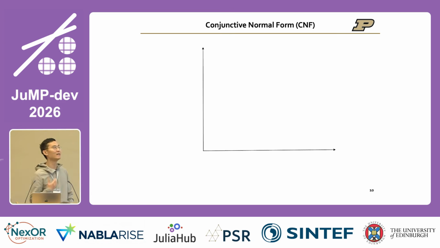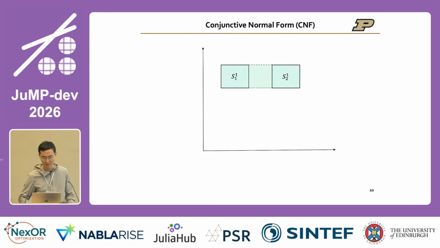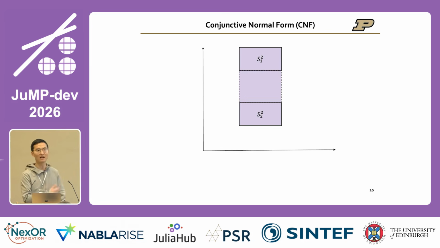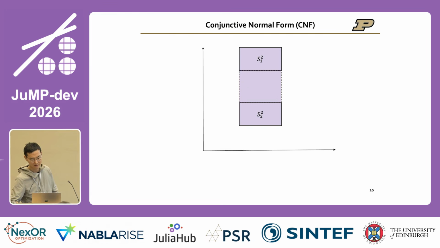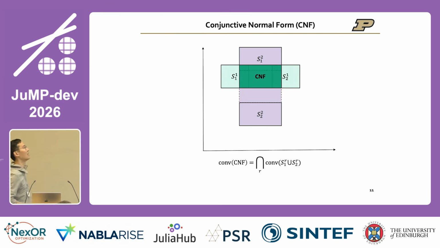So there are different ways you can come up with a relaxation. One thing is called a conjunctive normal form. The idea is that let's first get a convex hull of S11 and S12. Then you get a convex hull of S21 and S22. Right, now you intersect these two convex hulls, and then you get a so-called conjunctive normal form. It's an intersection of the convex hulls. As you can see, the conjunctive normal form is not the convex hull of the original problem.